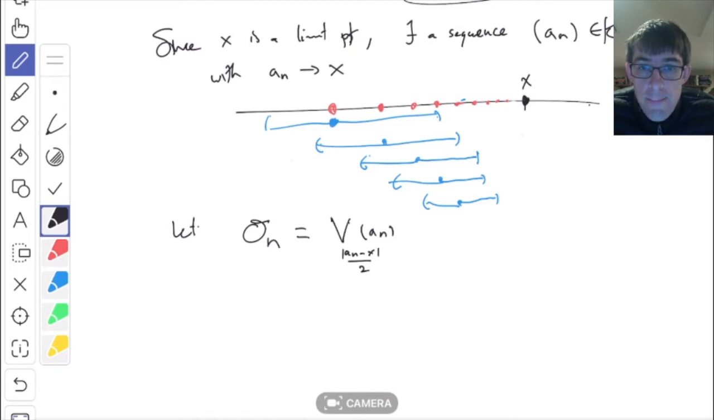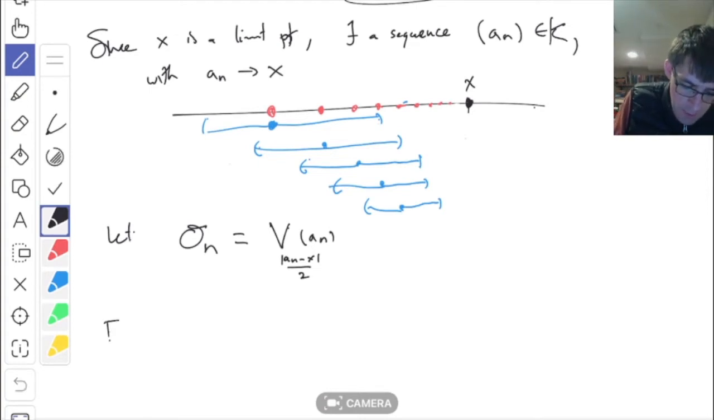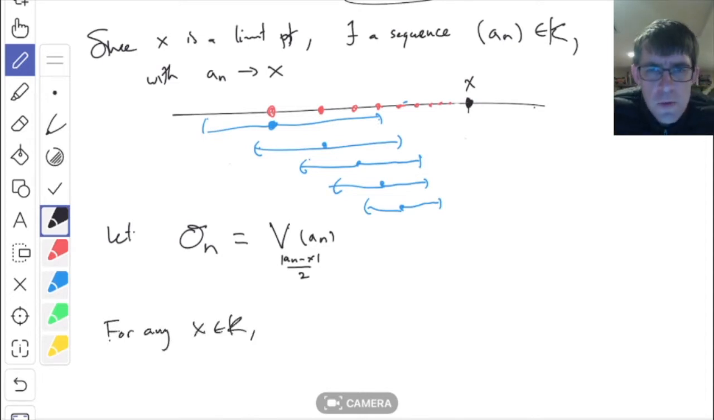I hope I got this right. The radius of each of these little open sets is half the distance from that point over to X. This is an open cover of the sequence. This is an open cover of these points. And if I take this for every point in K, it's only important really that you do this around the sequence points, but really I'm going to do this around every point.